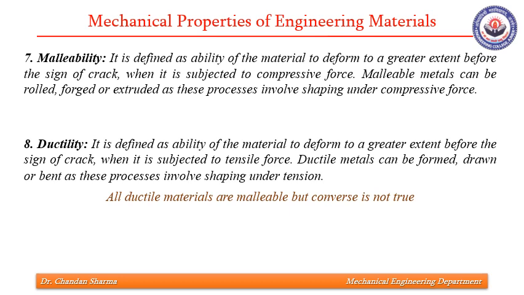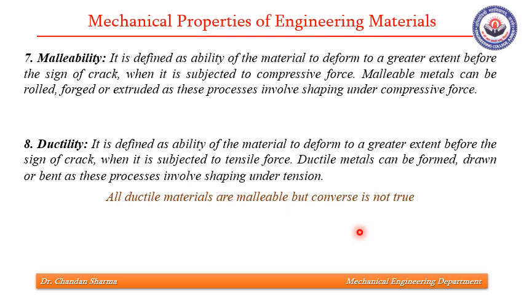Next is ductility, which is the ability to be drawn into wires. It is defined as the ability of the material to deform to a greater extent before the sign of a crack when it is subjected to tensile forces. You can see the definition is almost similar to malleability, with the difference that there it is compressive forces and here it is tensile forces. Ductile materials can be formed, drawn, or bent, as these processes involve shaping under tension.